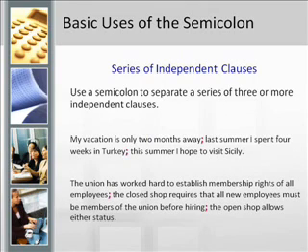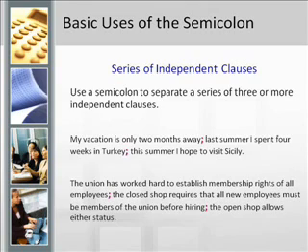Also in our previous grammar unit, we used commas to separate series of short independent clauses. However, if you have longer independent clauses in a series, you may wish to instead use a semicolon. Consider the following examples. In the first example, my vacation is only 2 months away; last summer I spent 4 weeks in Turkey; this summer I hope to visit Sicily. You can see that these independent clauses are a little bit longer than the ones that we were looking at in the previous grammar unit, and they're separated by semicolons.